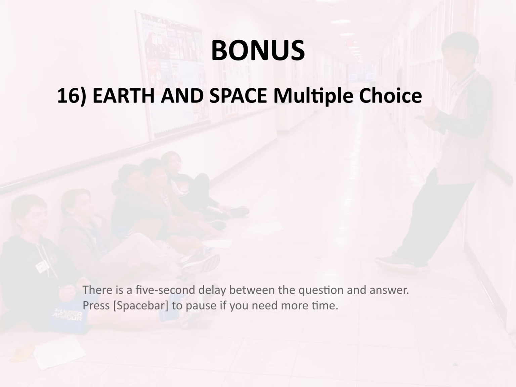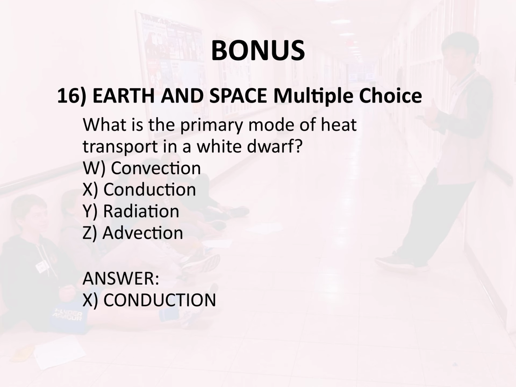Bonus 16. Earth and space. Multiple choice. What is the primary mode of heat transport in a white dwarf? W. Convection. X. Conduction. Y. Radiation. Z. Advection. Answer: X. Conduction.